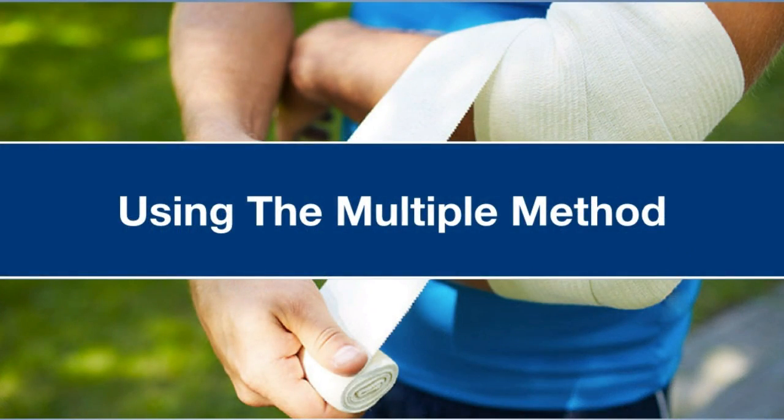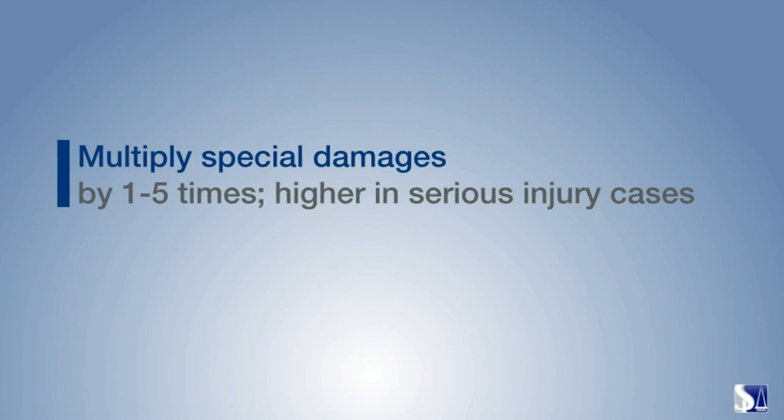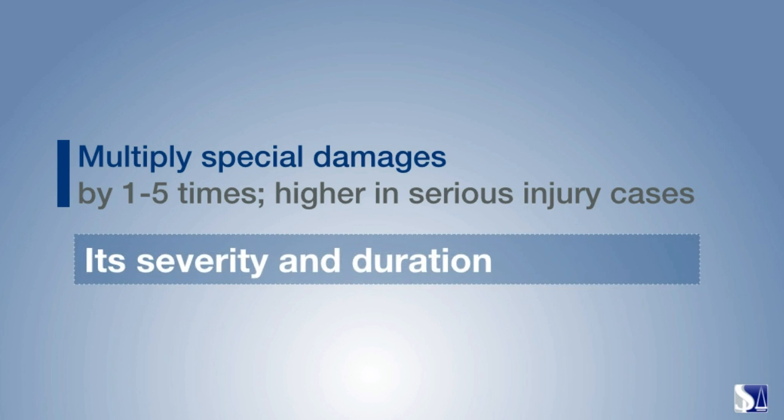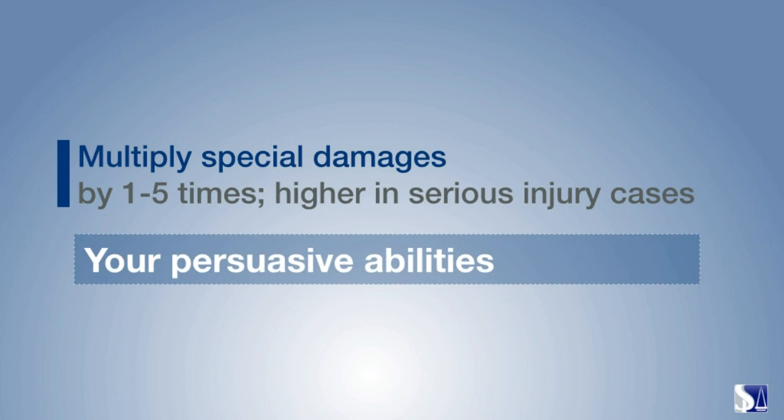In addition to researching previous jury verdicts, attorneys and adjusters calculate pain and suffering reimbursement using the multiple method. This method takes the total amount of your specials and multiplies it by anywhere from 1 to 5 times, or even higher in serious injury cases. The multiple can be raised or lowered depending on a few things: the type of pain and discomfort, the severity and duration, your persuasive abilities.